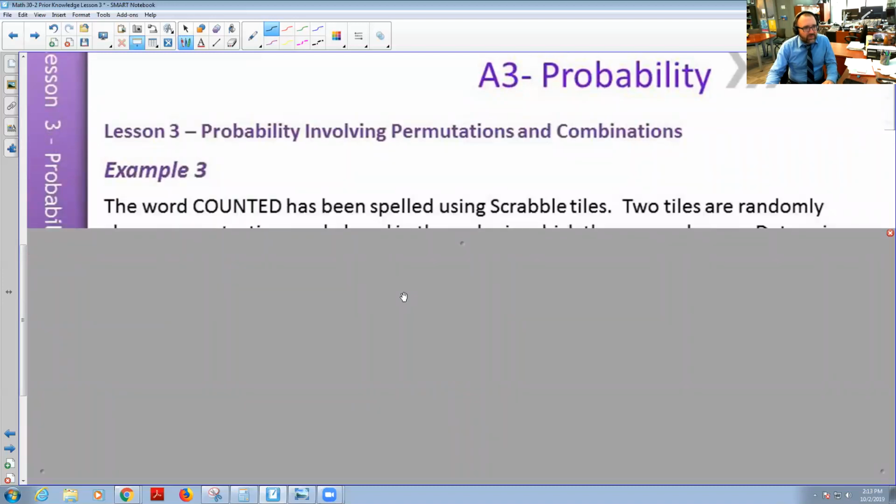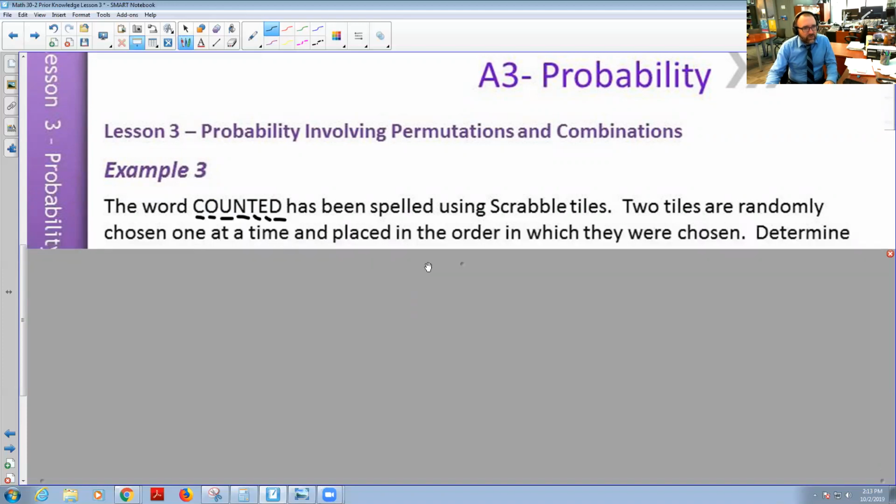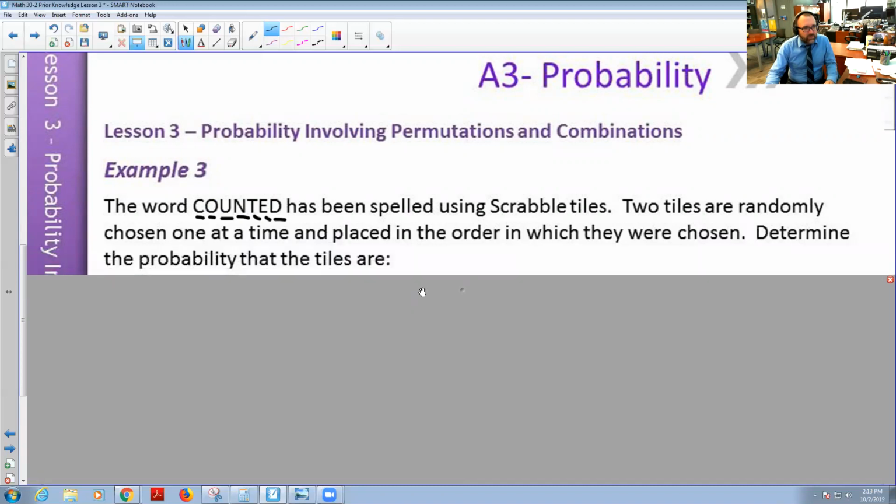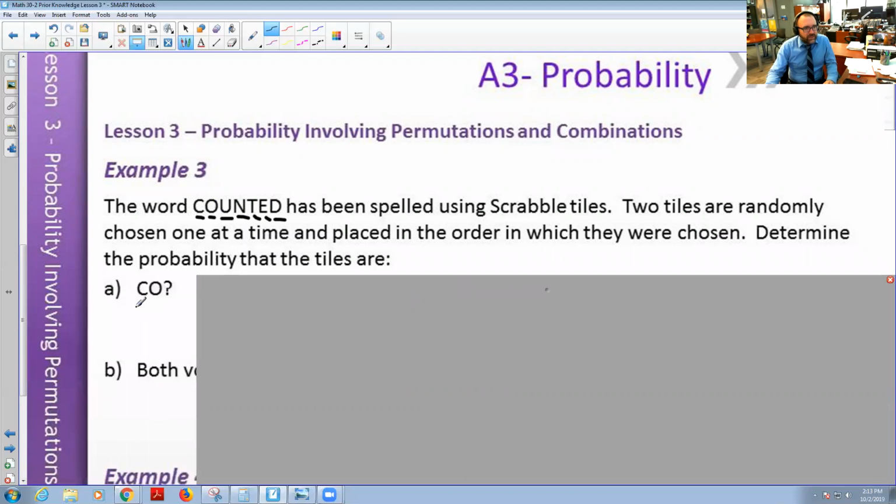The word counted has been spelled using Scrabble tiles. So how many letters are there? 1, 2, 3, 4, 5, 6, 7. So right off the bat, we know we have to do something with 7. 2 tiles are randomly chosen one at a time and placed in the order in which they were chosen. Determine the probability the tiles are, well, A, C, and O.